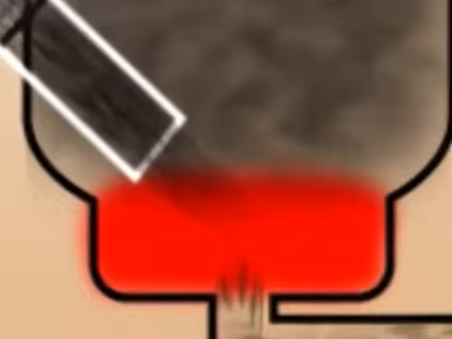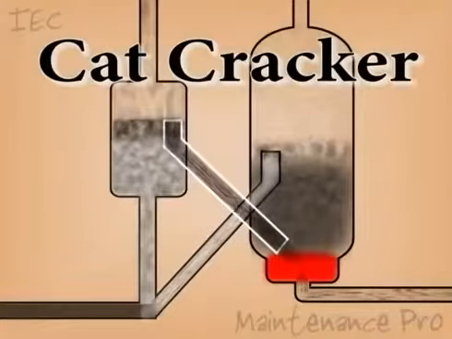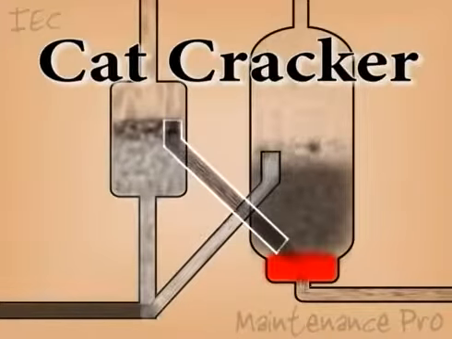Before long, however, carbon forms on the catalyst, clogging the openings. This reduces the working area and makes the catalyst less effective, so it has to be cleaned. It's fed to a regenerator where the carbon is burned off. The burning also heats the catalyst back to its working temperature, and it's ready for use again. This is the cycle of the cat cracker.